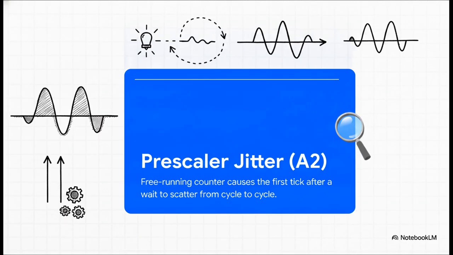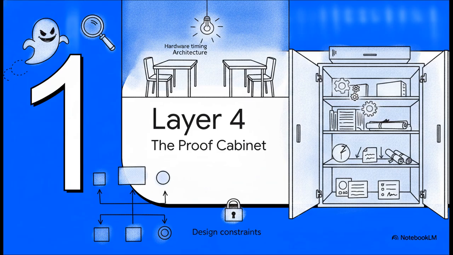Imagine a free-running counter. If it only resets at a global reset and never actually realigns when a wait period begins, well, the first timing tick after that wait could be slightly delayed depending on the phase. This would cause the high and low intervals of a simple LED blink to scatter from cycle to cycle, basically pure jitter. Which brings us to Section 1, Layer 4, the proof cabinet.